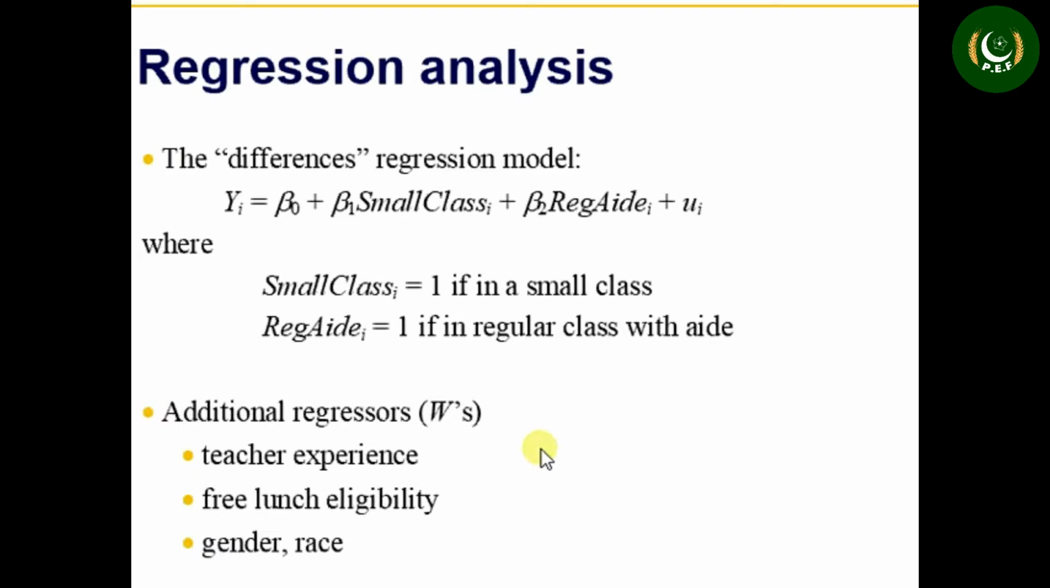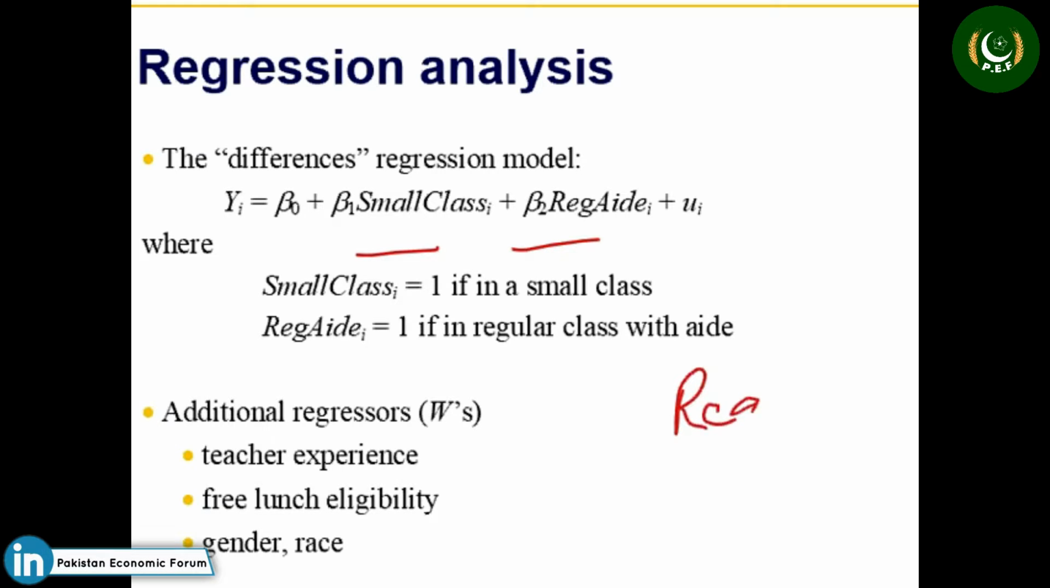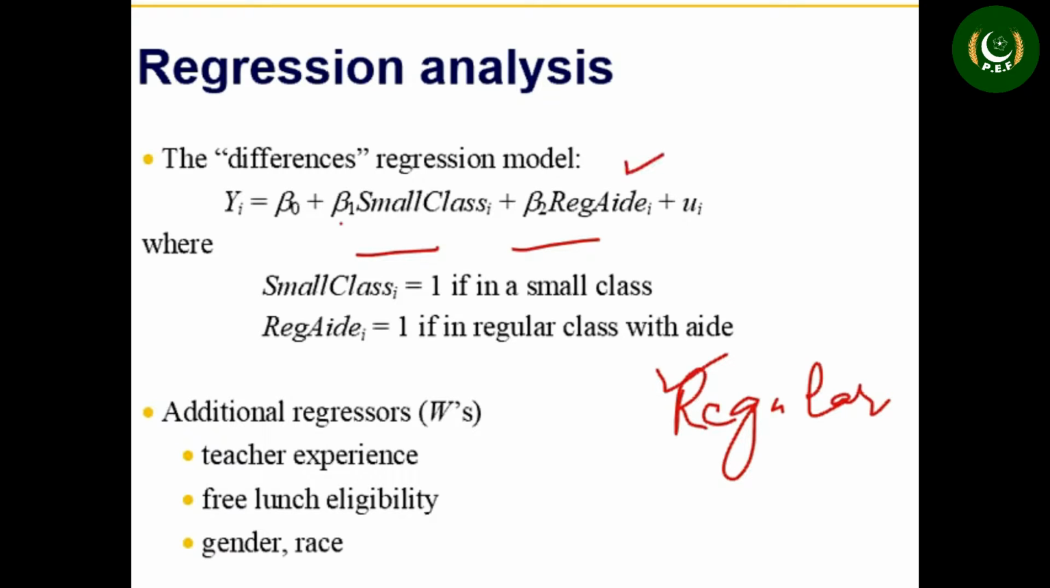So what is going on here? We have 3 class sizes, therefore we have introduced 2 dummies, 2 binaries: small class size and regular with aide. Your regular class size is your reference category. So what do we say? Beta 1 is an improvement as compared to regular. Regular with aide is an improvement with reference to regular. There can be additional regressors which we'll talk about later on: teachers' experience, free lunch eligibility, gender, race, and all that.